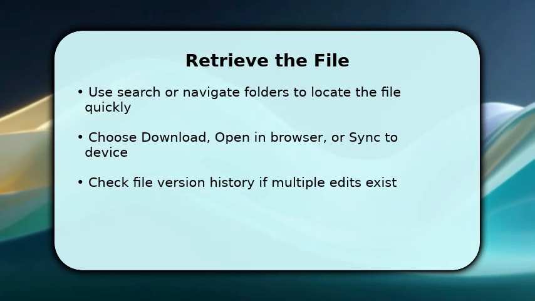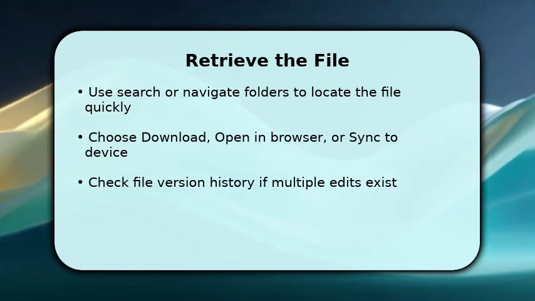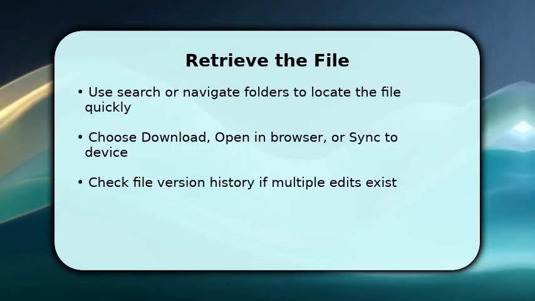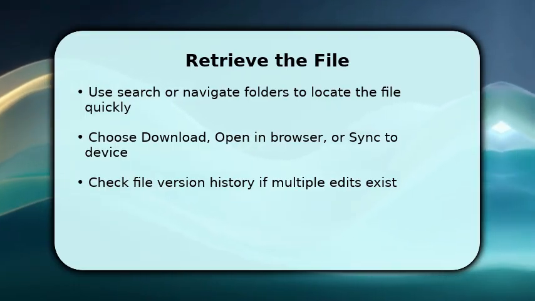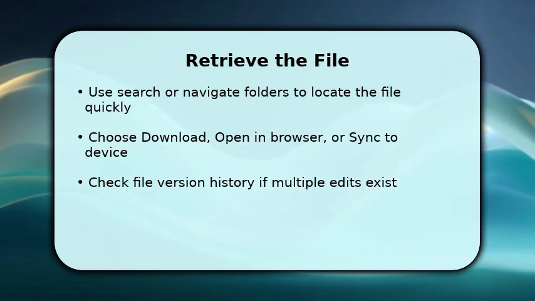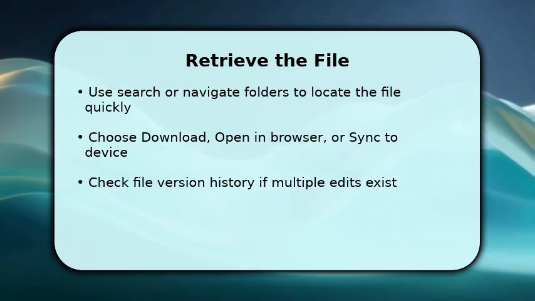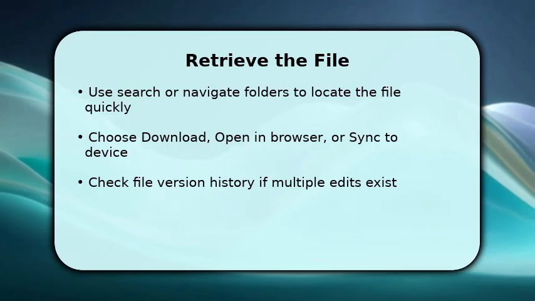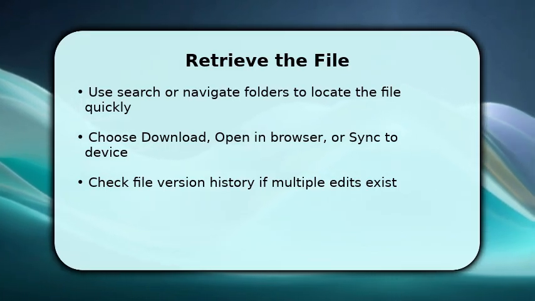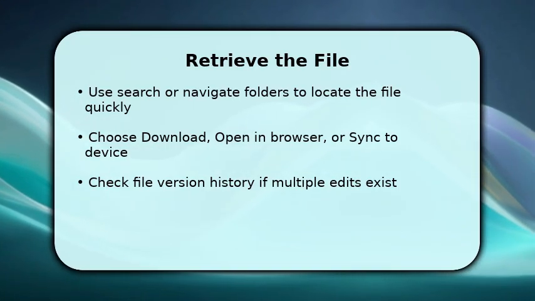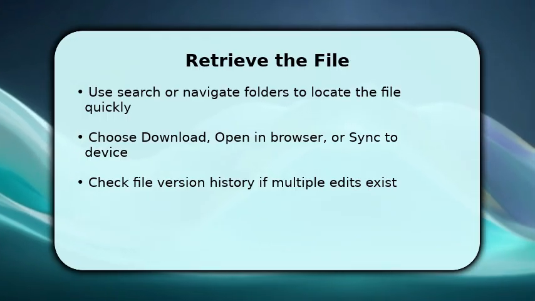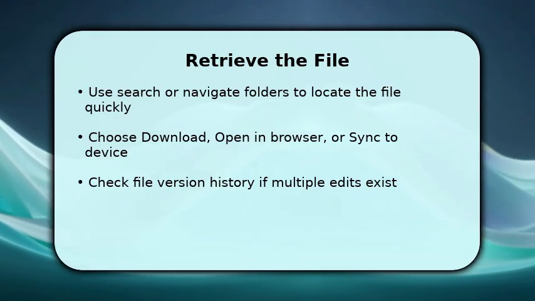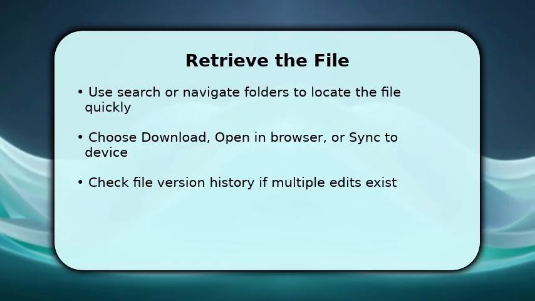Once you locate the file, decide how to get it. Click Download to save a local copy, use Open in browser for quick viewing, or Sync to keep an up-to-date local folder. If multiple edits exist, open version history to restore or pick the correct iteration before downloading. This prevents overriding important changes. Make sure to select the appropriate file format if the site offers conversions, and confirm the download destination on your device so you can find the file immediately.